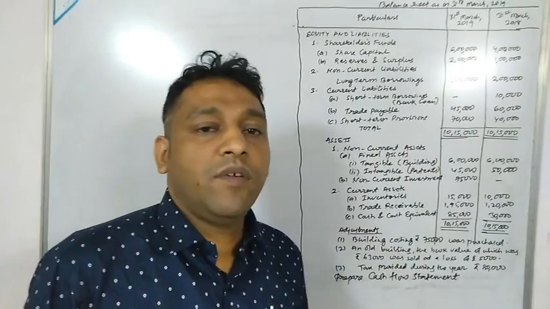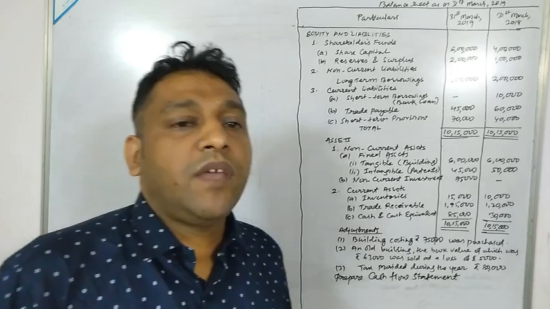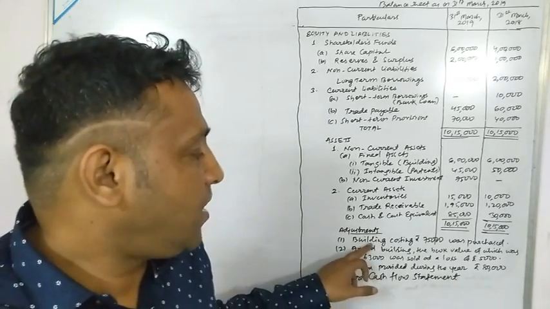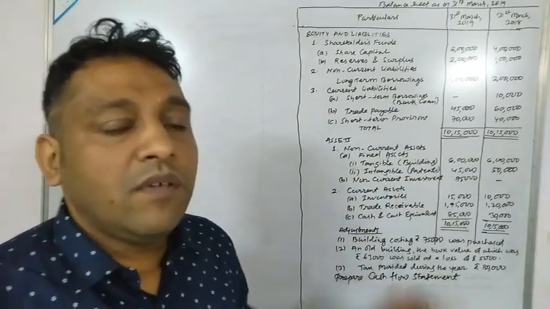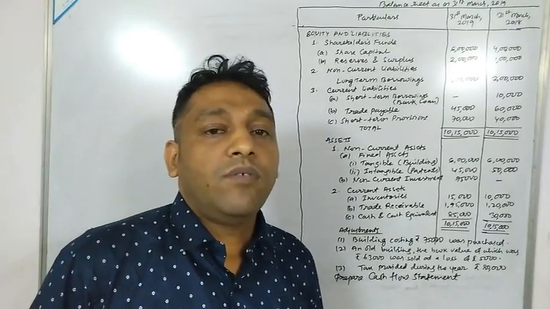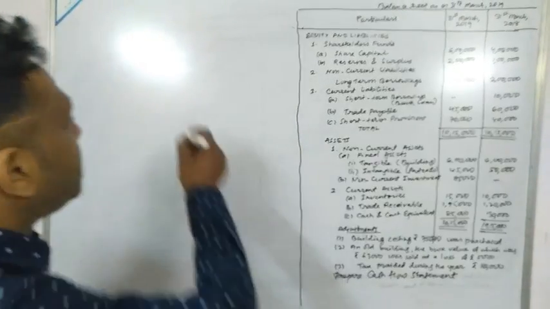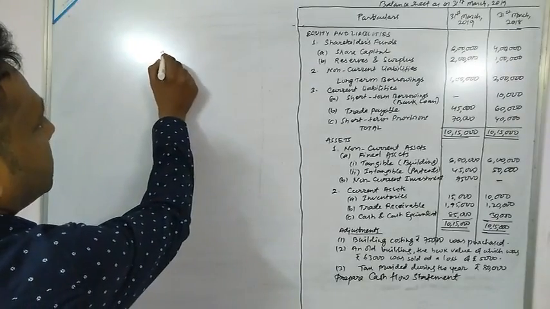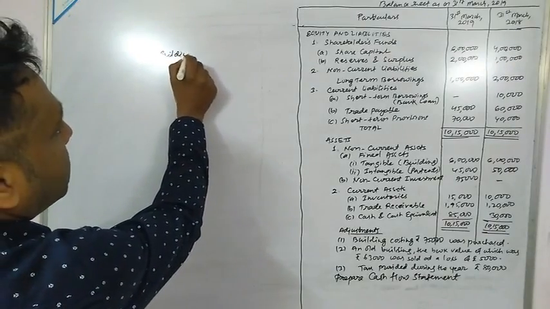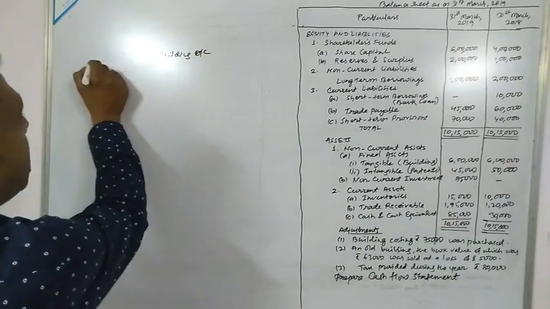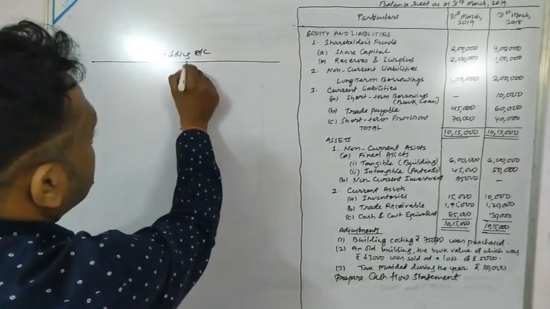So first of all, before solving the question, we have to pick up the adjustments. Adjustment regarding building has been given. That means we are required to prepare the ledger account of building. So let us prepare the ledger account of building. This will be prepared in the working note. First of all, we are required to prepare the building account.